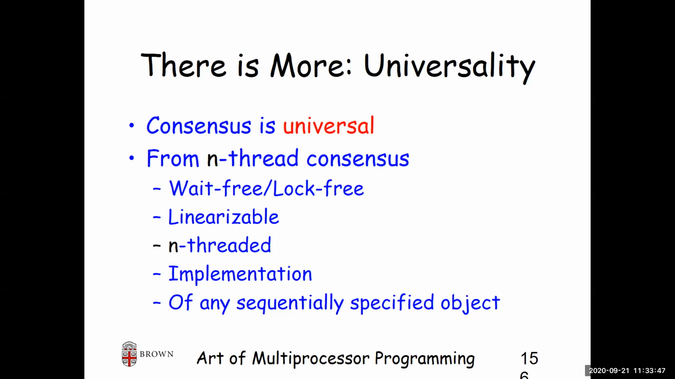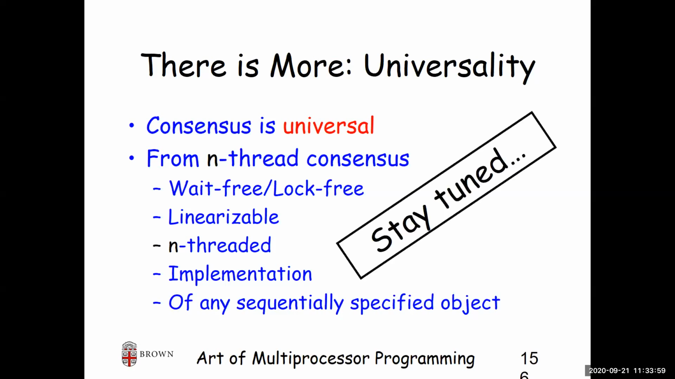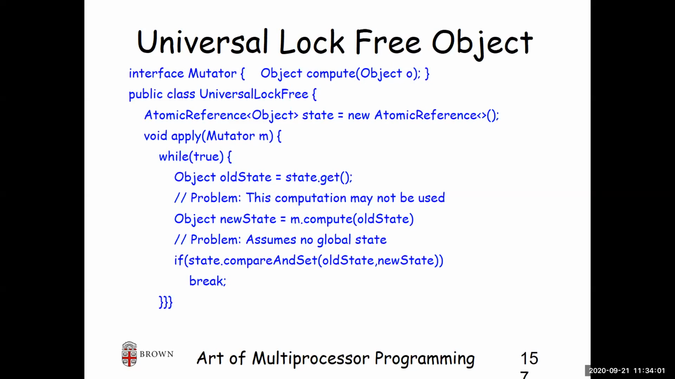So consensus is universal. From n-thread consensus, we can build a wait-free, lock-free, linearizable, n-threaded implementation of any sequentially specified object. And chapter 6 does this in a really complicated way. But I think you can show it in a much simpler way. So consider this. I want to have my universal lock-free base class, right? It's going to have an atomic reference to an object which represents the state of whatever this object is. And then it's going to apply some kind of mutator to that state. That mutator just has a compute method. It takes the old state and returns the new state.